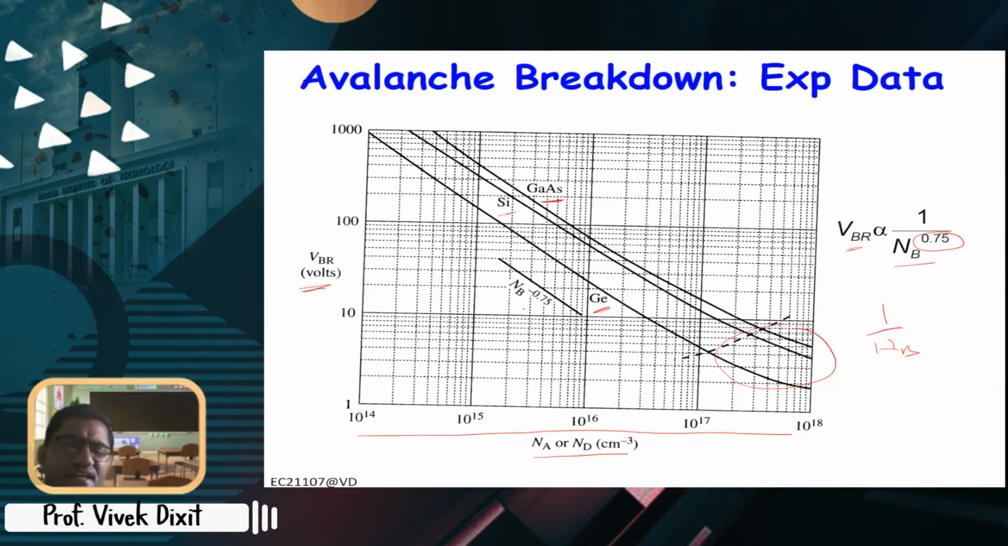Now let's say there is another material whose band gap is 2 electron volts. Where will the curve appear, at the top or at the bottom, for a band gap of 2 electron volts?